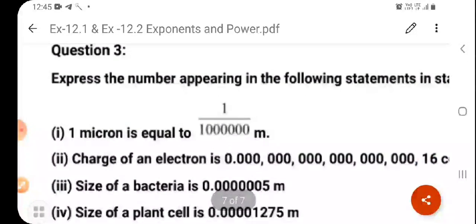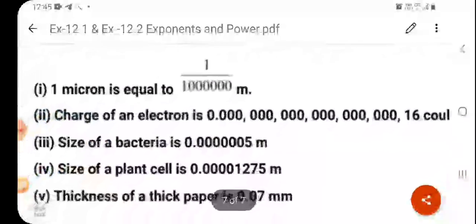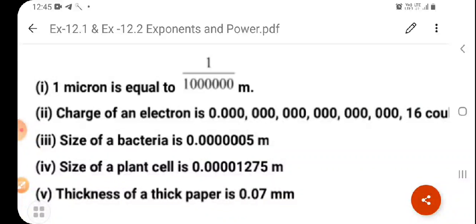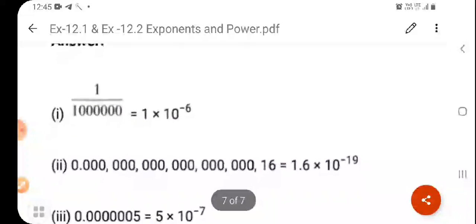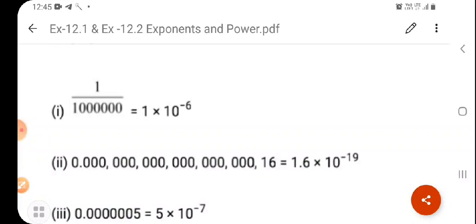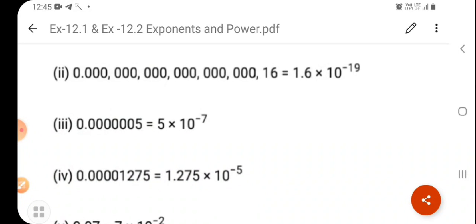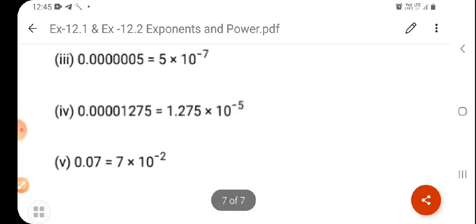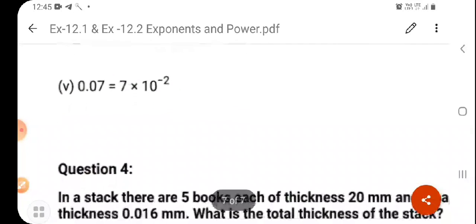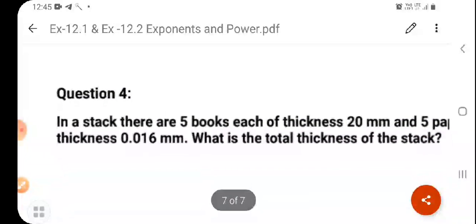Question number 3, express the number appearing in the following statements in standard form. 1 micron is equal to 1 upon 10 lakh meter, so here 1 into 10 to the power minus 6, and the standard form is written. We count the number of zeros, put the decimal place after one number, and write in the standard form. Here 5 into 10 to the power minus 7, and here 1.275, and 0.07 is equal to 7 into 10 to the power minus 2.